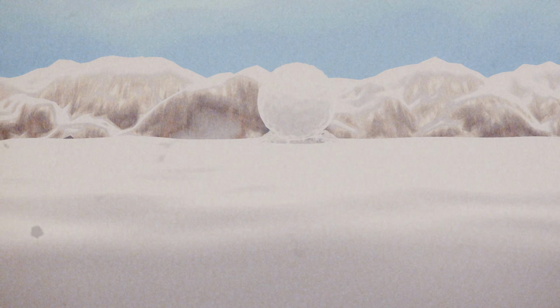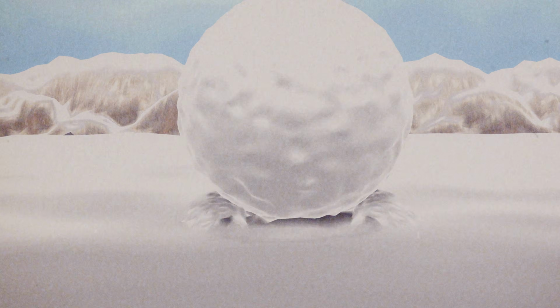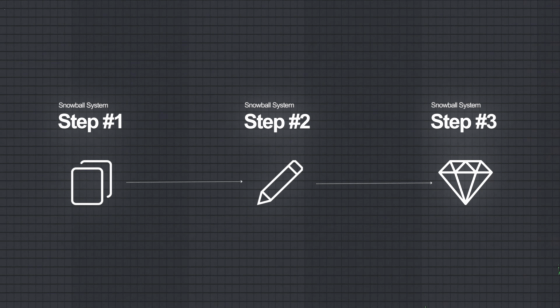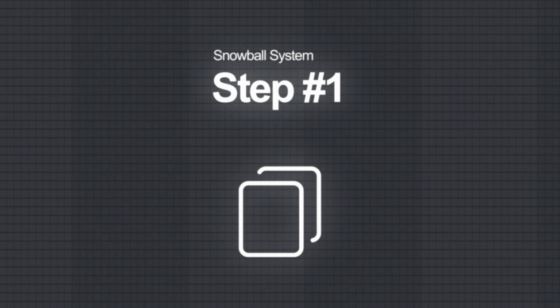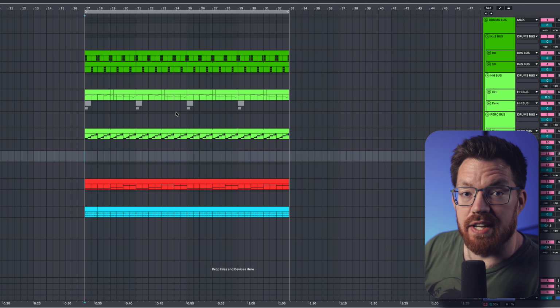Just like how a snowball builds up more snow as it rolls, follow these 3 steps and you'll gather momentum as you explore ideas and your structure unfolds, all without your brain ever switching into that arrangement mode. So let's begin with step 1. Start with the loop you want to arrange. Here's mine.